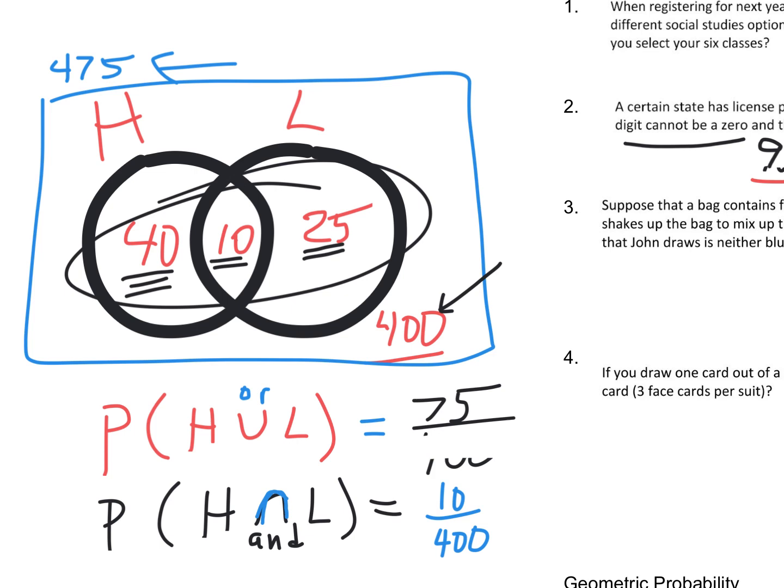What's it out of, everybody? You should have been correcting me. 475. I wrote it at the top. I apologize. It's right there. 475. Okay.